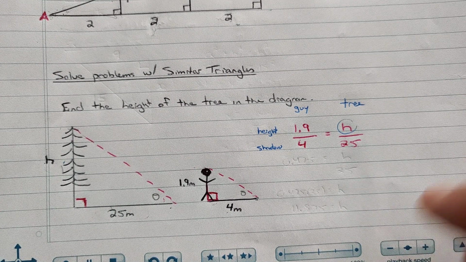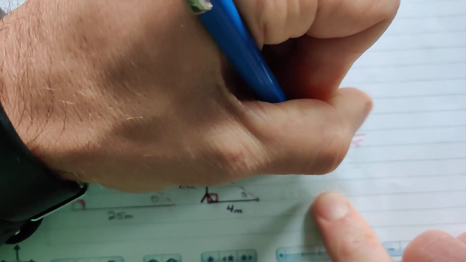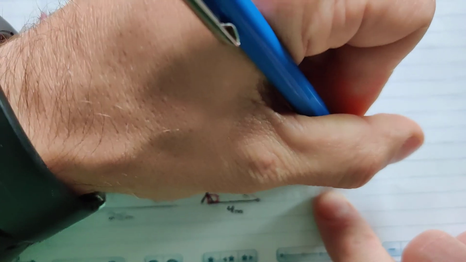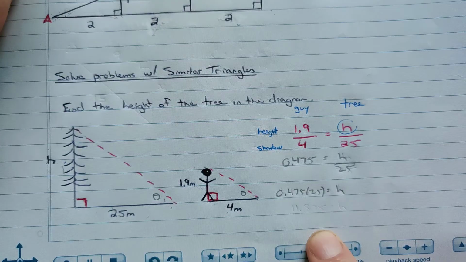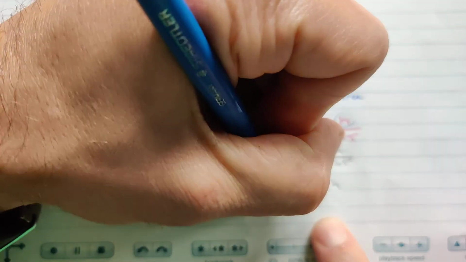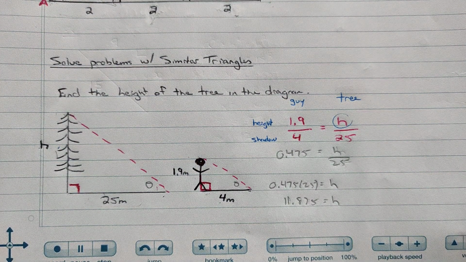Once we do that, we can just do our calculations here. We do 1.9 divided by 4, which is 0.475. It's going to be h over 25. And then we move that 25 over and multiply. And then we get 11.875 is the height, or about 11 meters and 87.5 centimeters. There's the height of our tree.